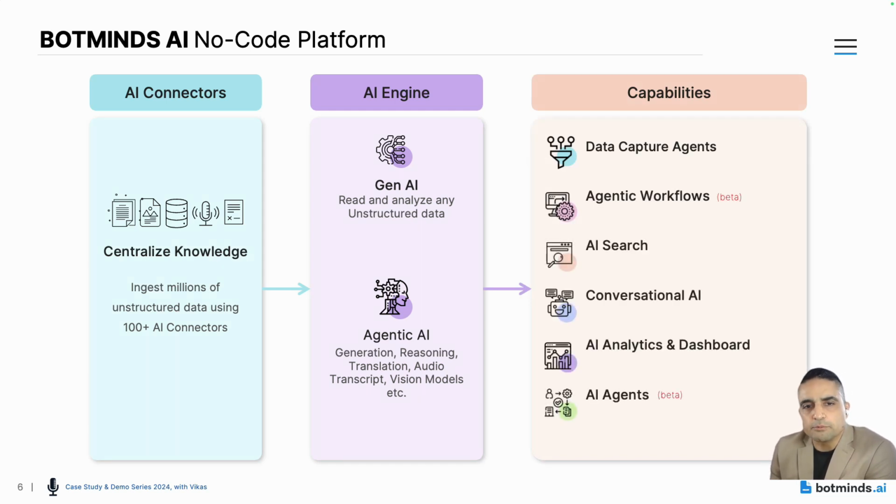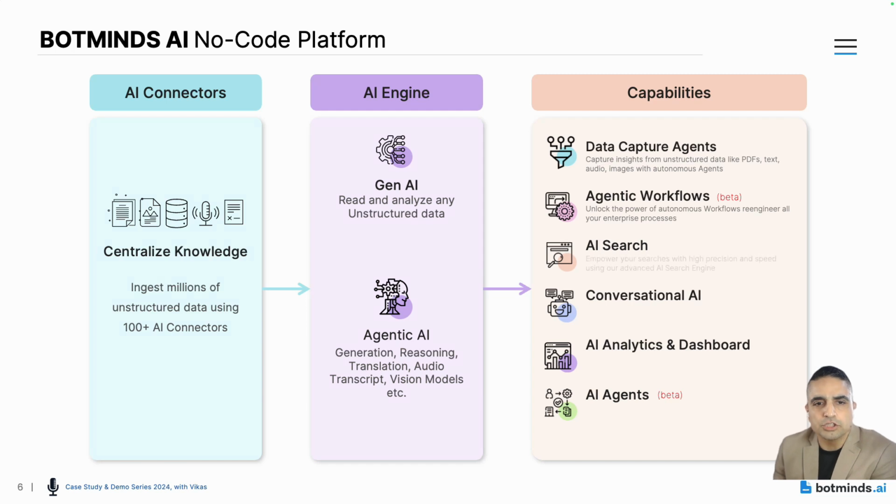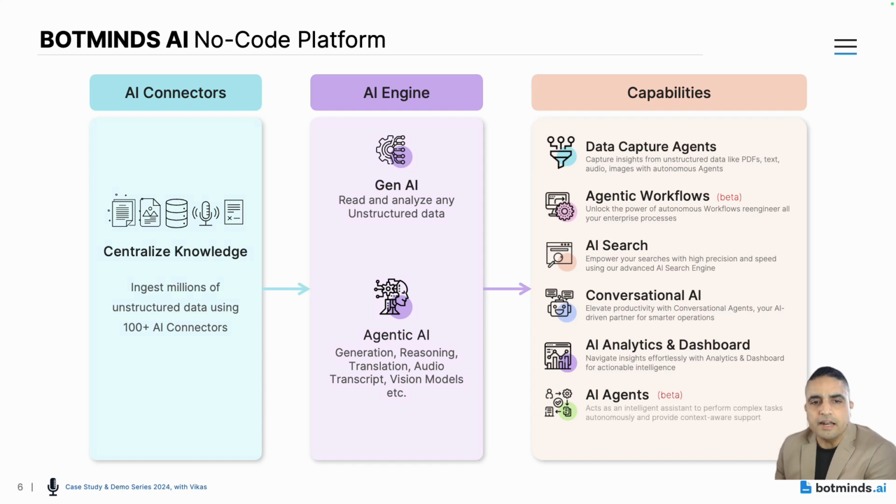Data capture agents capture information from any complex unstructured document or document sets. With agentic workflow, you can build autonomous workflows that can operate by themselves, leveraging the output of one agent as the input for the other. AI search allows you to search through your document repository, and conversational AI is your co-pilot on top of your documents and only for your documents, allowing you to freely interact with them. AI analytics and dashboard gives you real-time information and health of the operation straight from the incoming documents to your dashboard. And AI agents are the set of assistants available to you to perform complex tasks autonomously.